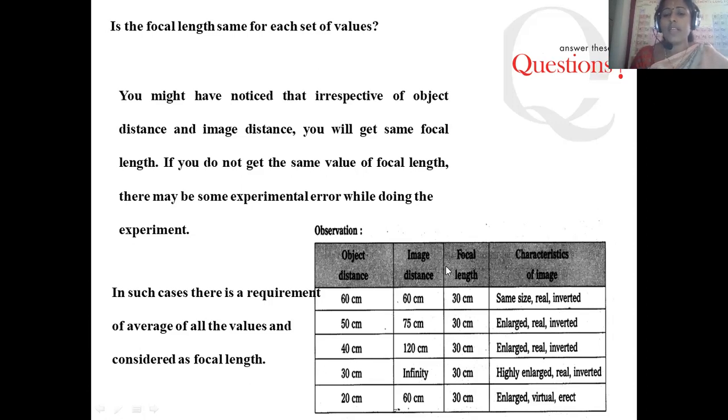We have to take the sum divided by how many readings? 1, 2, 3, 4, 5. So divided by 5. That will become the average of all these, the fundamental focal length of all these values. But that will not be exactly an accurate result. That will be the erratic result. Okay, so this is about the focal length question. Let us move on to any other question.